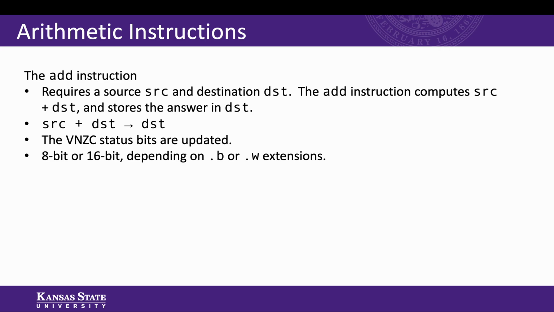And unsurprisingly, the add instruction computes source plus destination, and it stores the answer in destination, so the destination is overridden with the answer. In the second bullet point here, we write that as source plus destination, right arrow destination. And because this is an ALU operation, the VNZC status bits are updated. And also the add instruction, of course, can be an 8-bit or a 16-bit operation, depending on whether or not .b or .w has been applied as an extension.